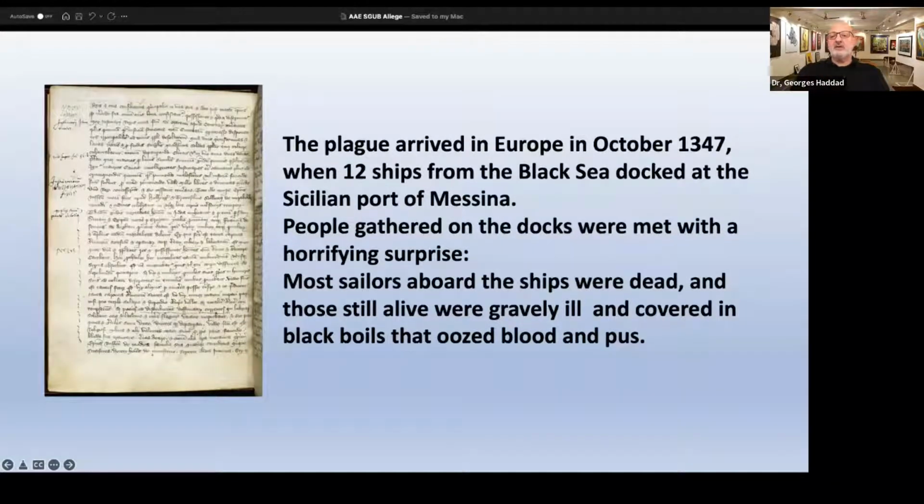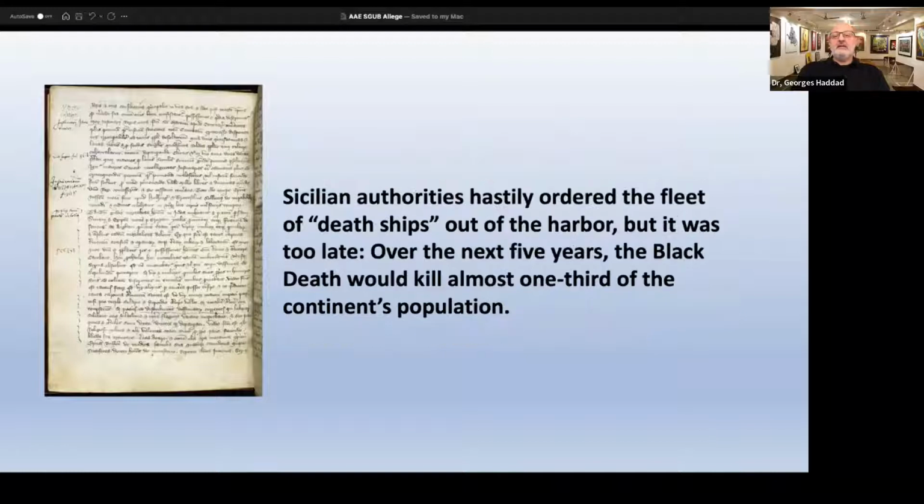People gathered on the docks were met with a horrifying surprise. Most sailors aboard the ships were dead, and those still alive were gravely ill and covered in black boils that oozed blood and pus. And please note the name, black boils. Sicilian authorities ordered the fleet of death ships out of the harbor, but it was too late. Over the next 5 years, the Black Plague would kill almost 1/3 of the continent's population. So 1 of 3 people in Europe died as a consequence of the Black Plague.